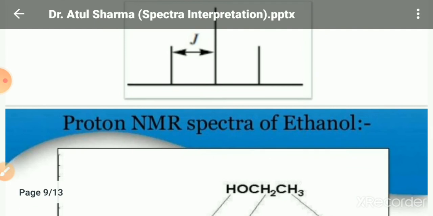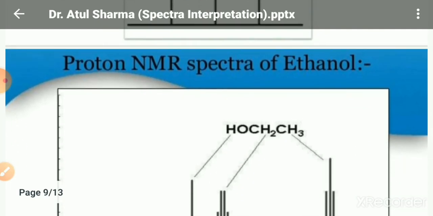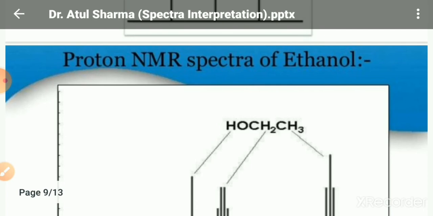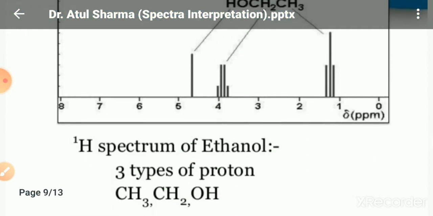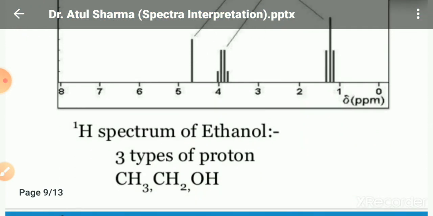Proton NMR spectra of ethanol. This is the example of ethanol, CH3CH2OH. The proton spectrum of ethanol shows 3 types of protons: CH3, CH2, and OH.